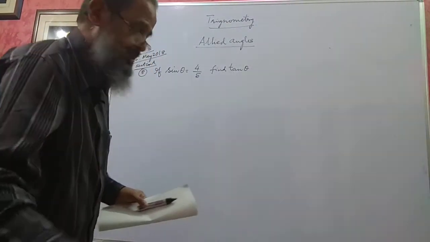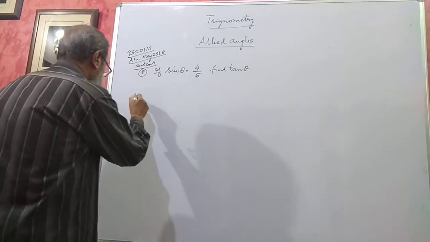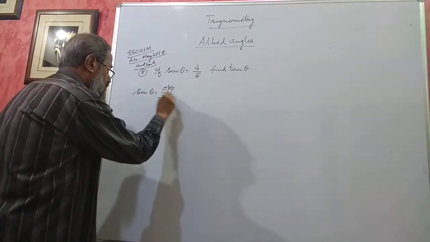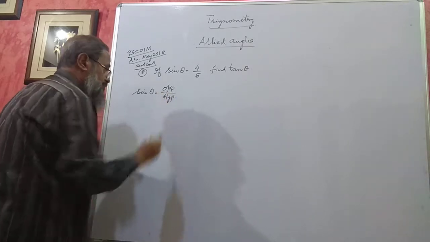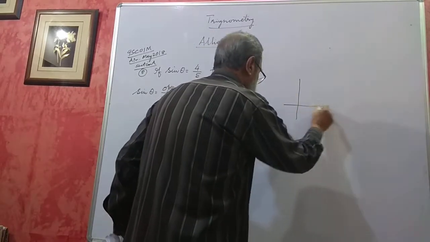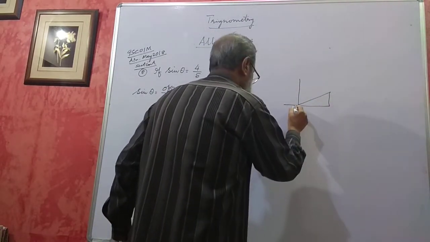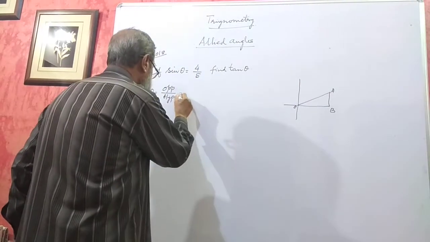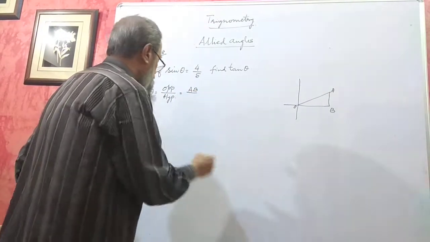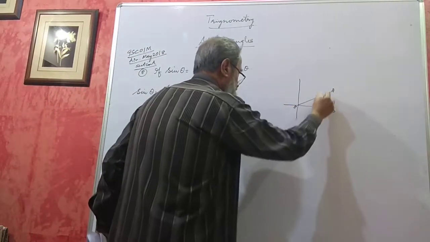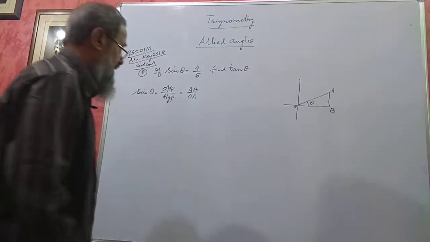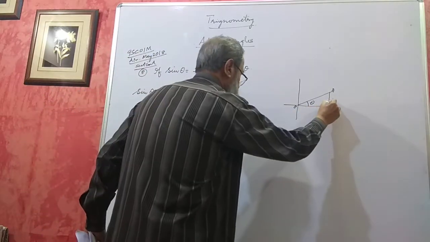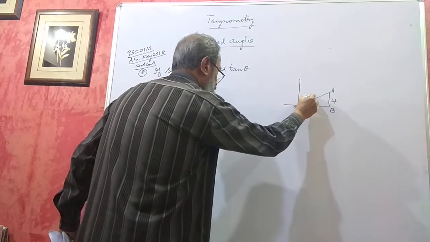So assuming that, I know by definition sine of an angle is the ratio of opposite side to hypotenuse. So I will draw a rough sketch like this. I will call this OAB, any name you can call it. Opposite means it is AB and OA is the hypotenuse, and this is angle theta. It is in the first quadrant. Now its value is given as 4 by 5, that means AB is 4 and OA is 5.